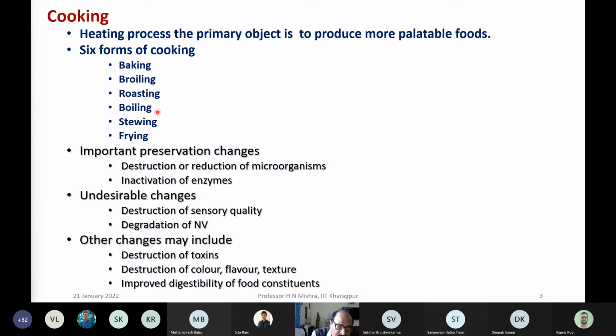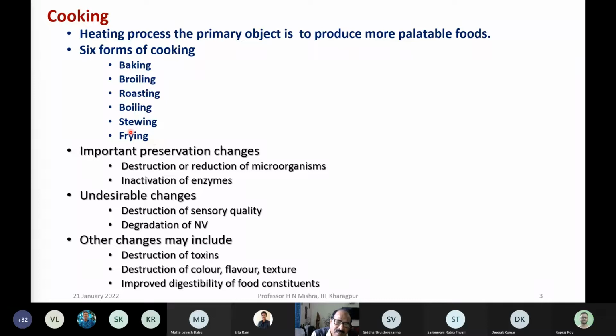Then the other two, boiling and steaming, are wet heating methods, where either boiling in water or steam may be used. Normally the temperature here is around 100 degrees Celsius. Steaming is some sort of gentle boiling. Then there is frying, where some sort of edible oil is used as the heat transfer medium, and the temperature is much above 100 degrees Celsius.